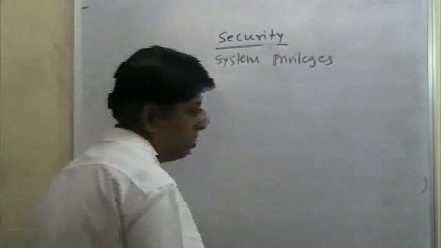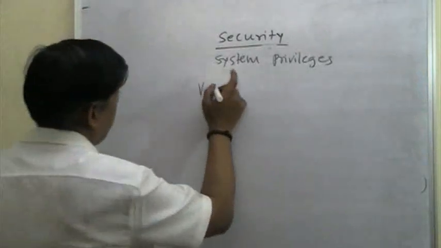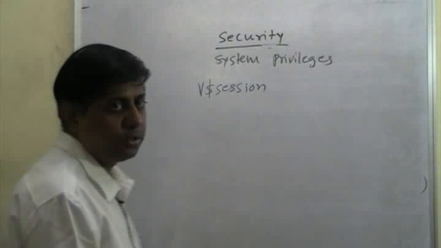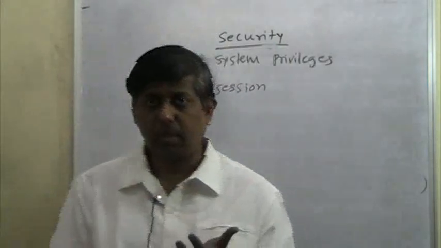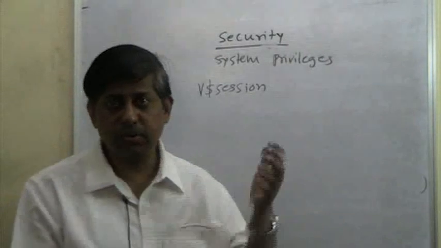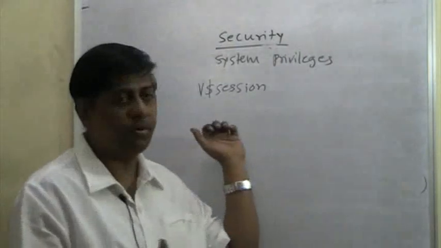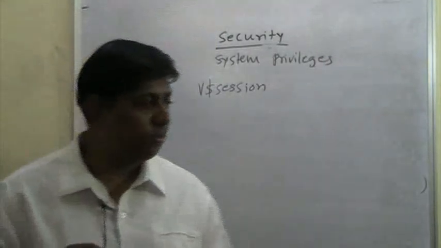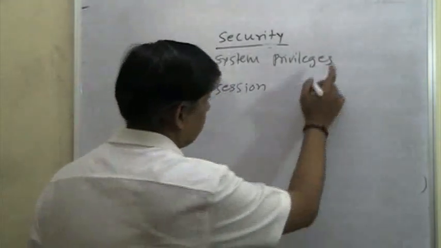Now there is one more view, V$SESSION. Up till now we have seen the views which start with USER_something, DBA_something, and ALL_something. Now this is the first time we are seeing a view which starts with V$, and V$ views are what we call dynamic views.